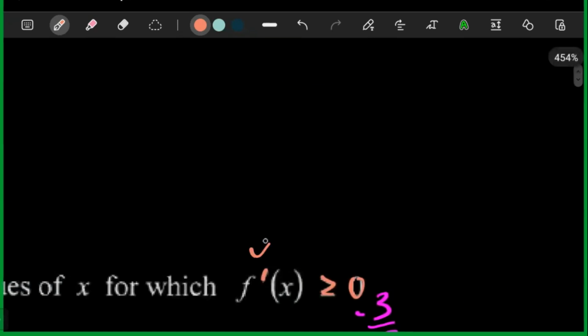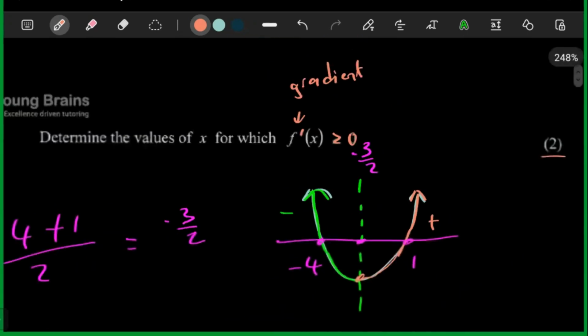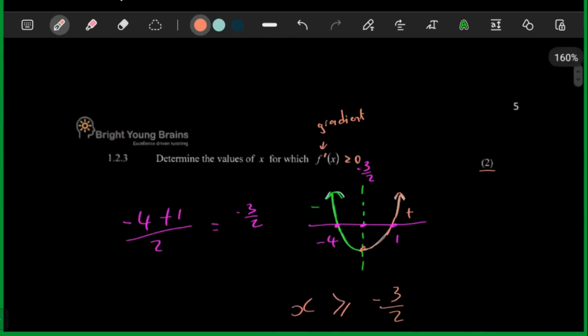Because remember, the first derivative means gradient. So if you want to know what is the sign of a gradient, is it a positive gradient or a negative gradient? Just think as though you're walking from the left. If you're walking from the left, you're going to be walking downwards until here. Then you start walking upwards. So depending on whether you're walking down or whether you're walking up, your gradient will either be negative or positive.